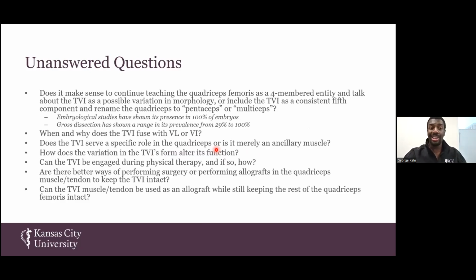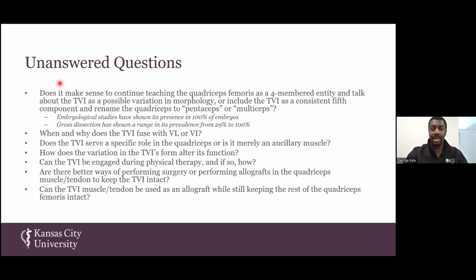So with this project, there were a lot of unanswered questions that arose. The biggest one to me was, does it make sense to continue teaching the quadriceps as a 4-membered entity and talk about the TBI as a possible variation? Or does it make more sense to start talking about it as a 5-membered muscle? Okay, and if we do that, then we would have to change the name to either pentaceps, to account for a 5th muscle, or multiceps, in order to account for multiple potential heads of the TBI being encompassed within that muscle group.